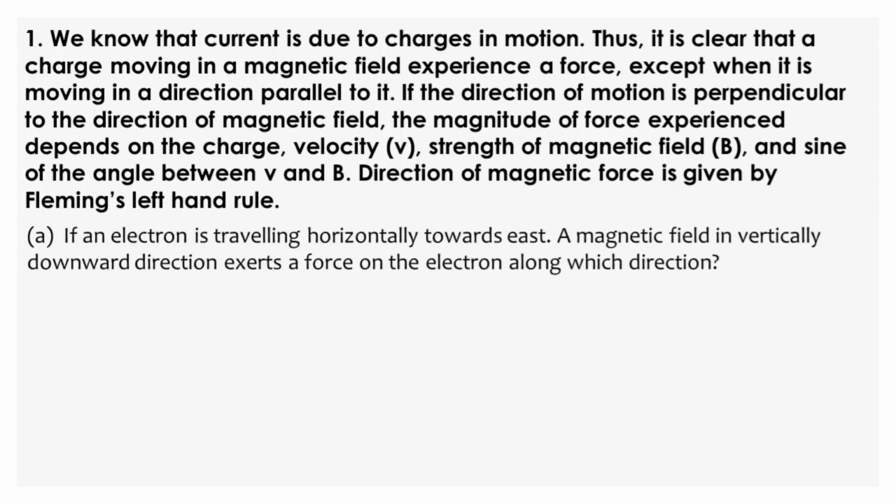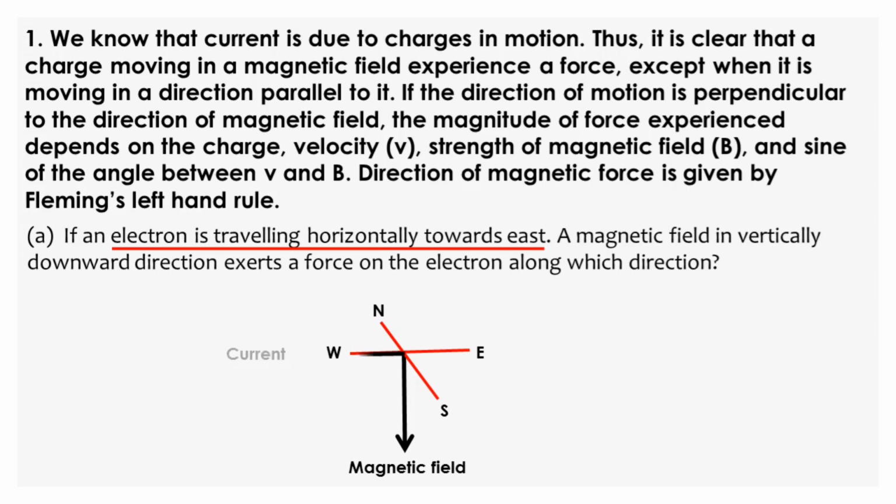If an electron is traveling horizontally towards east, a magnetic field in vertically downward direction exerts a force on the electron along which direction? So let's know that first these are the four directions: north, south, east and west. The magnetic field is pointing vertically in the downward direction. Now the electron is traveling horizontally towards east. Let's understand that the direction of current is always opposite to the direction of motion of the electron. That means the direction of current is towards west since the electron is traveling towards east.